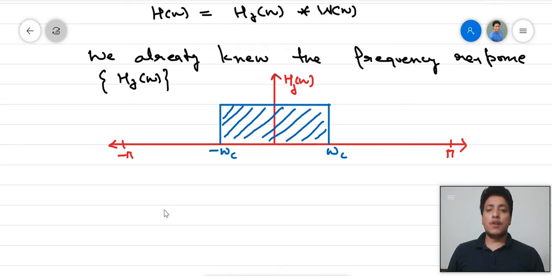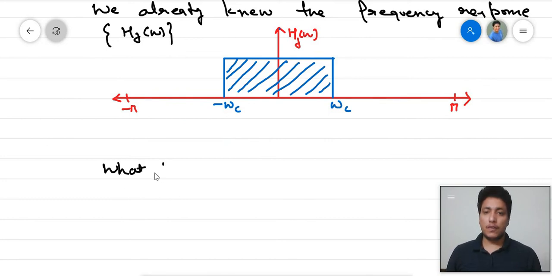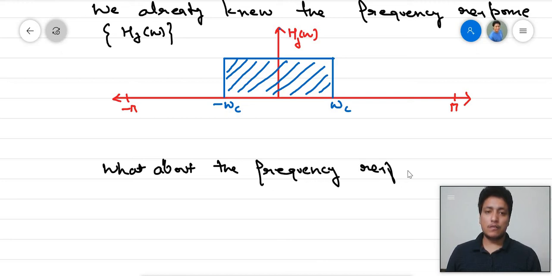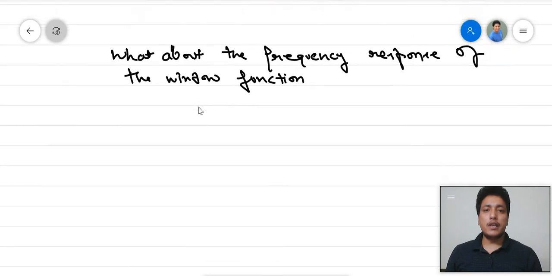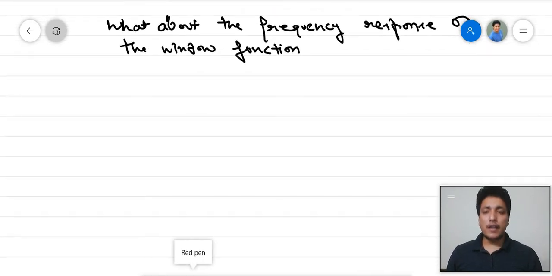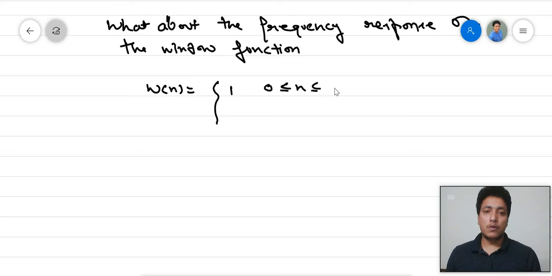Now the important point is, what about the frequency response of the window function? This is the function which is truncating an infinite sequence into a finite sequence. This truncation is making that non-realizable filter a realizable filter, so it is very important. We have to think about this window function and see how it affects the response of the filter. So w(n), we know, is equal to 1 from 0 to M minus 1 and 0 elsewhere.